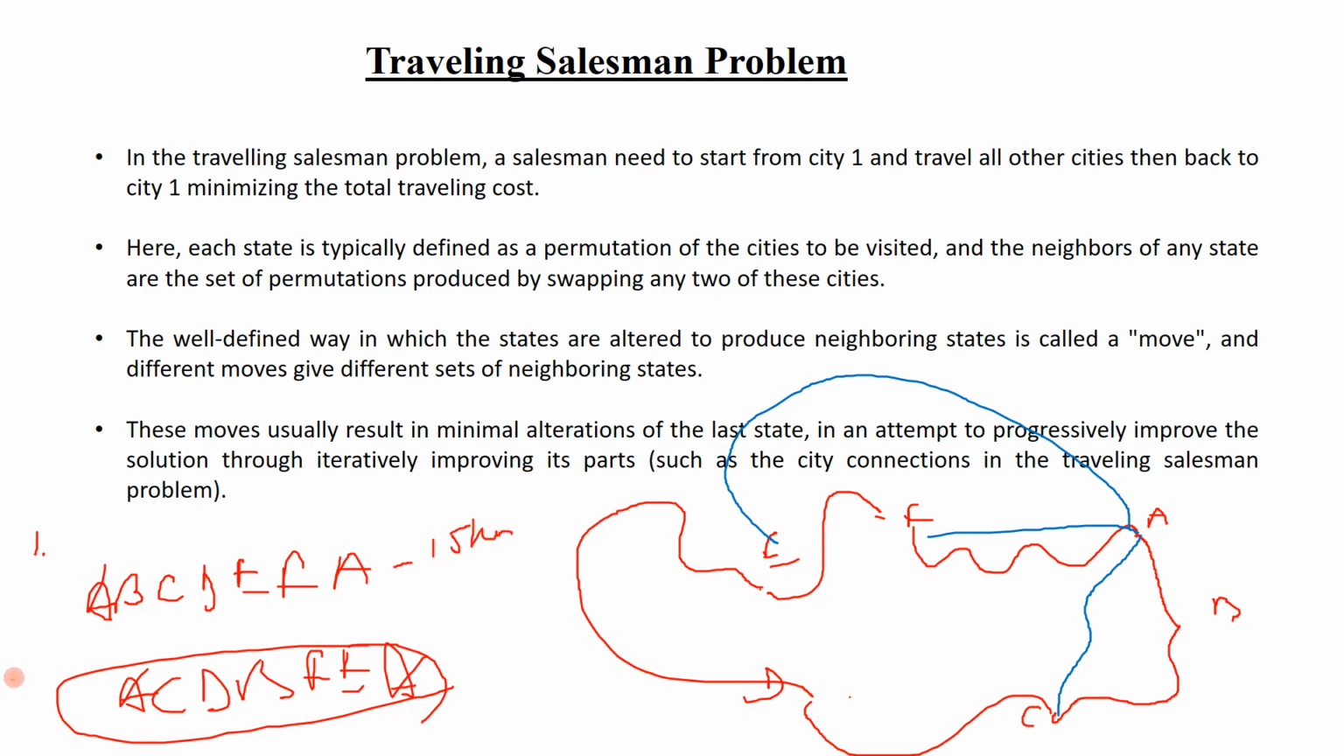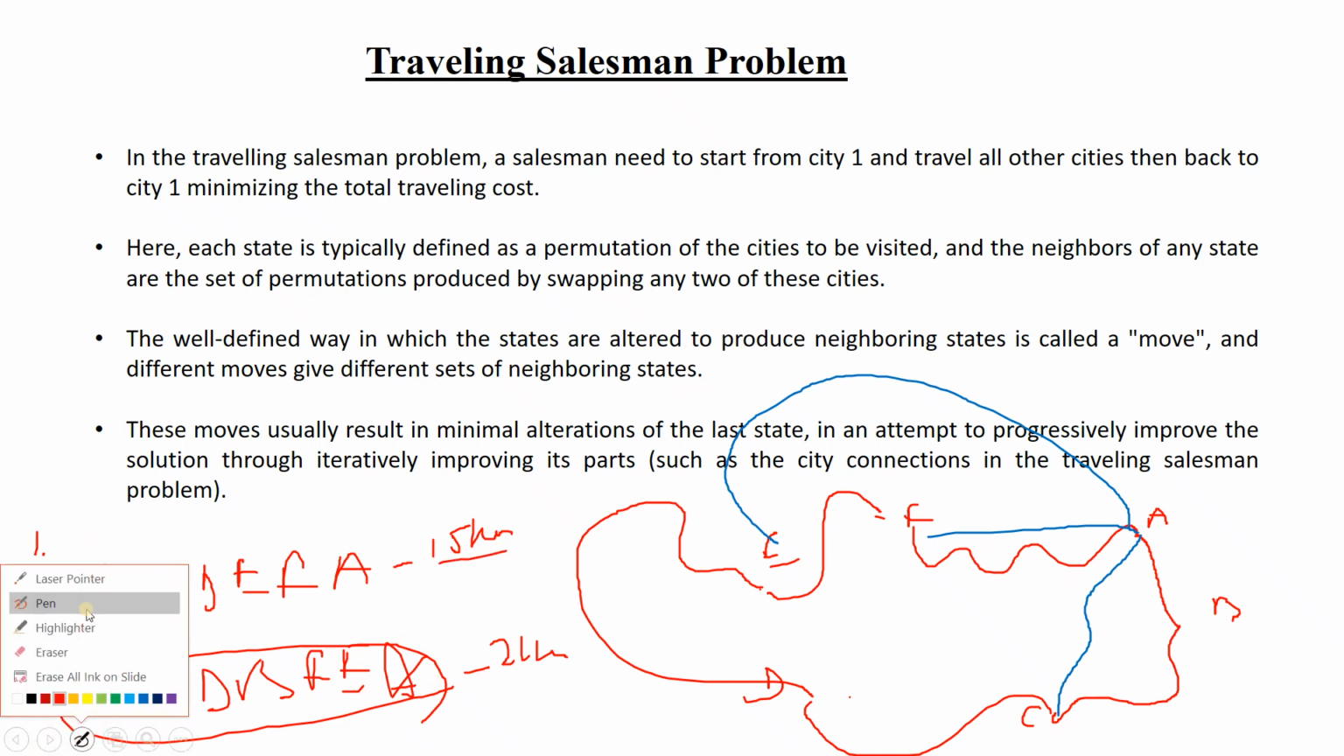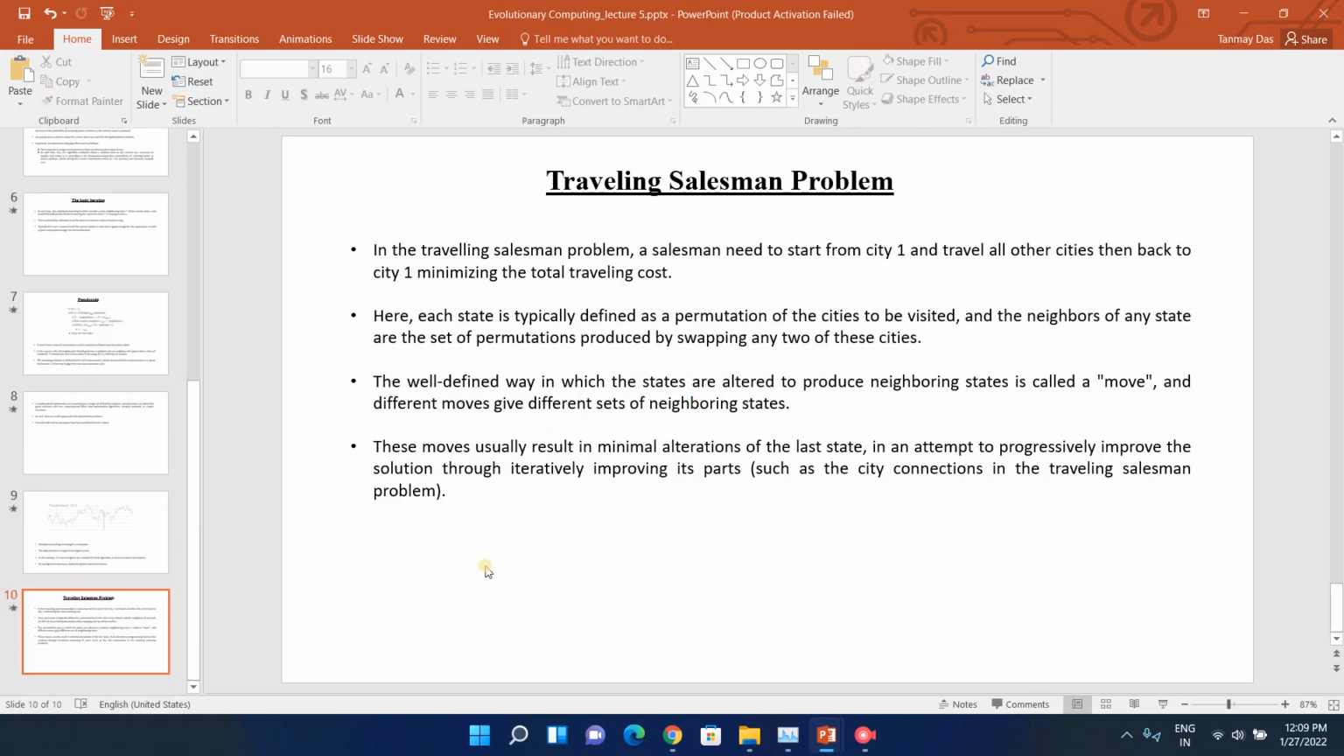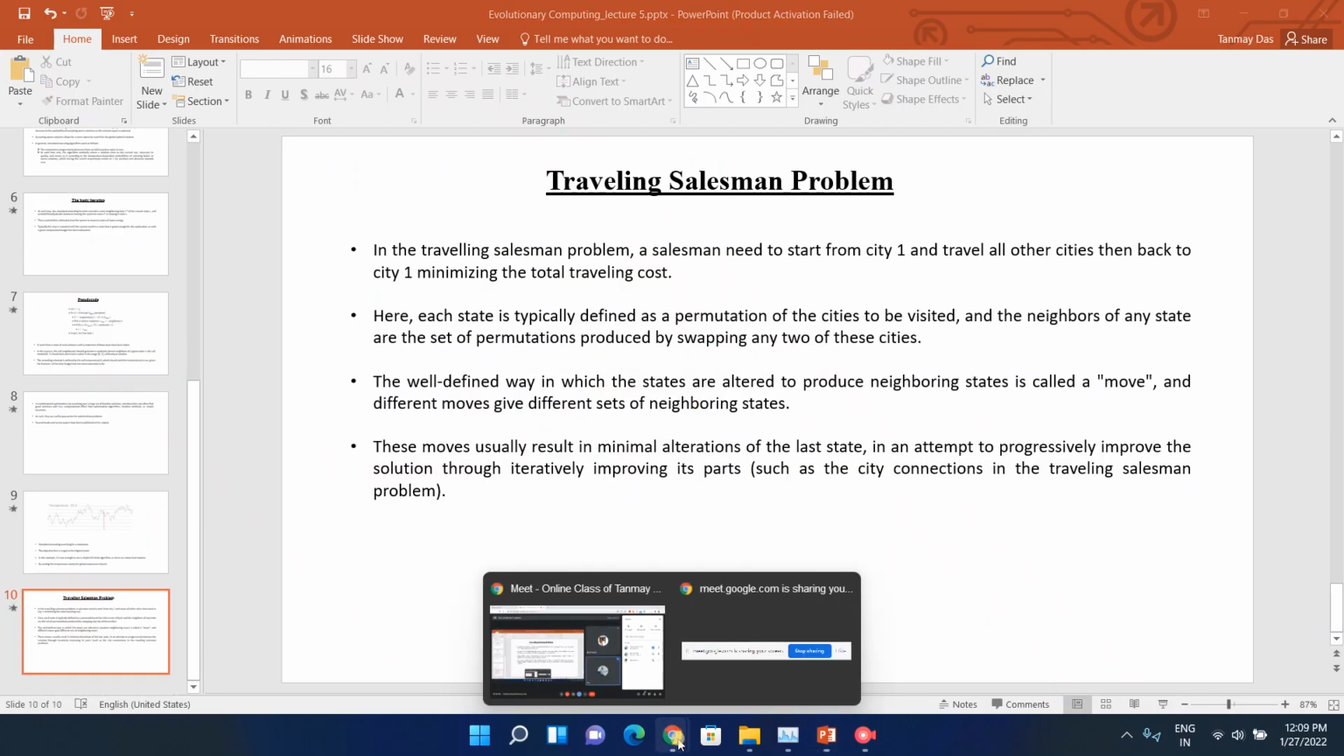Number one, it will see that it is traveling say 15 kilometers. Number two, suppose it is traveling say 21 kilometers. So the first is better. Then again it will change the orientation. In this way it will see which is the better route, the shortest one. This is the traveling salesman problem. Just an idea.